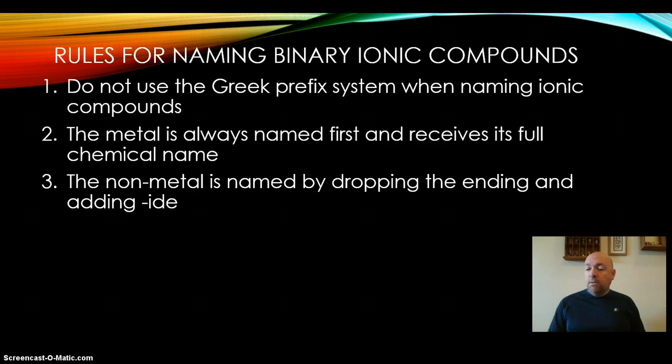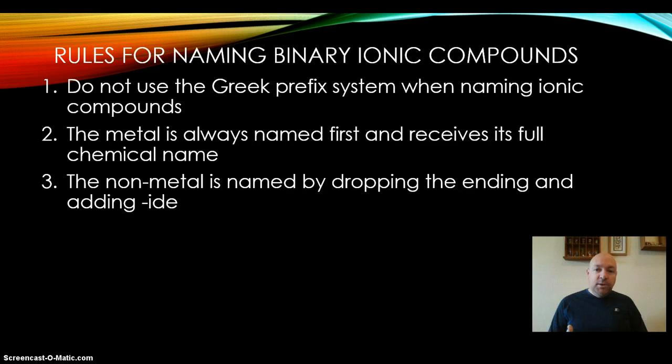So now I get to my non-metal, my second element that's written in my compound, and the non-metal is going to be named by dropping the ending and adding IDE. So almost the same thing that you did with covalent bonds. Whatever the second element is that's named, you're going to drop the ending and add IDE. For a lot of the halogens that end in INE, you're just going to drop that INE and add IDE. So instead of fluorine, it becomes fluoride. Instead of chlorine, it becomes chloride. So those are really easy.